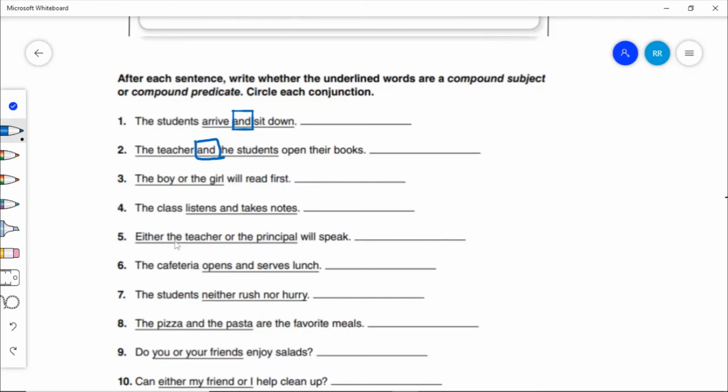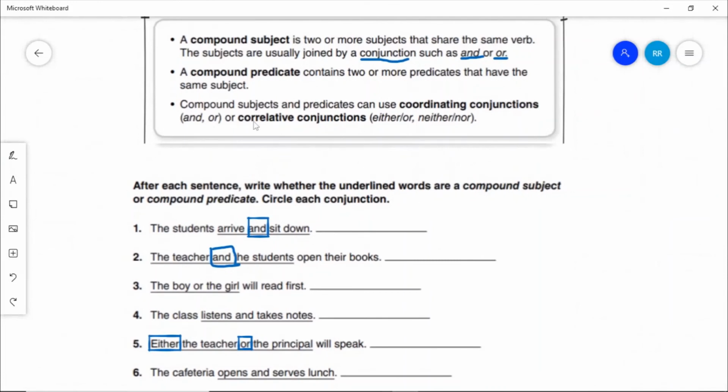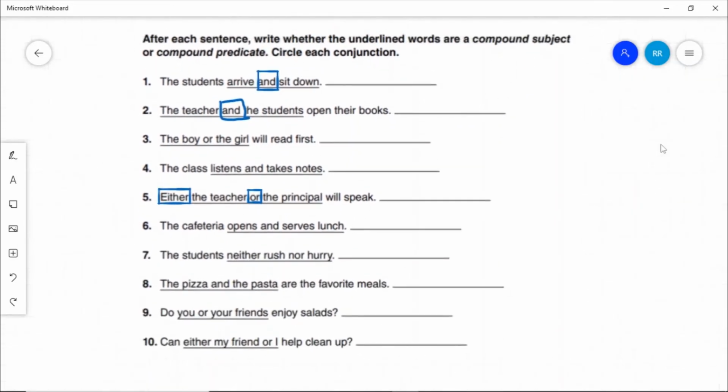Let's read number 5. Either the teacher or the principal will speak. So here we have two subjects. It's called a compound subject. Easy, we write it on the line. How about the conjunctions in this sentence? Either, or. Remember what we call these? Here, back in the rule, they are called correlative conjunctions because they usually come together in the sentence. So we circle them both. And, or are called coordinating conjunctions. And either or, neither nor, they're called correlative conjunctions. So continue solving this and let me know if you have any questions.